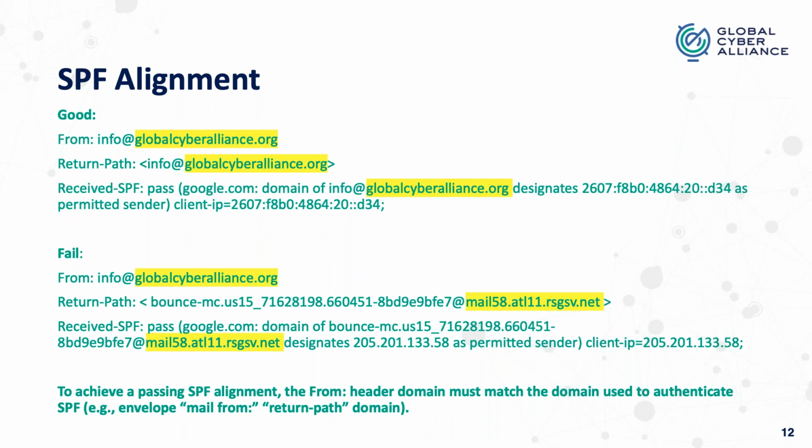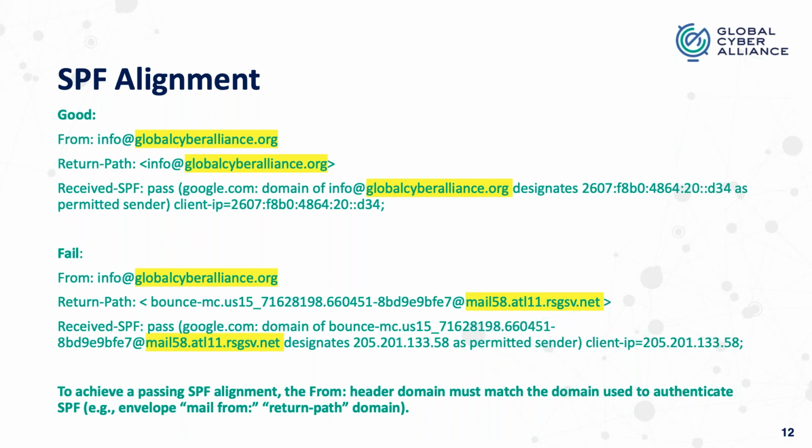Now for SPF alone, SPF verification just checks the return path. It does not check the from, right? So SPF verification is just going to check, okay, the return path is info@globalcyberalliance.org, so we need to check globalcyberalliance.org. In this case, we're using G Suite, so Google is checking to say, okay, the domain of info@globalcyberalliance designates that this IP address is a permitted sender. That's all it's checking.